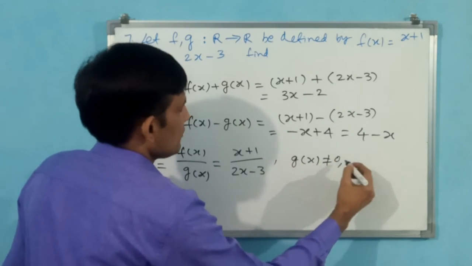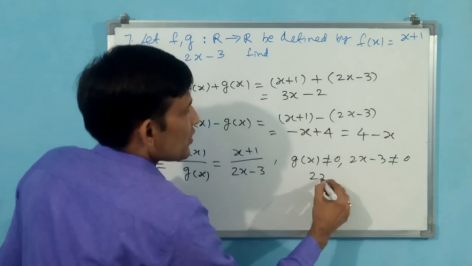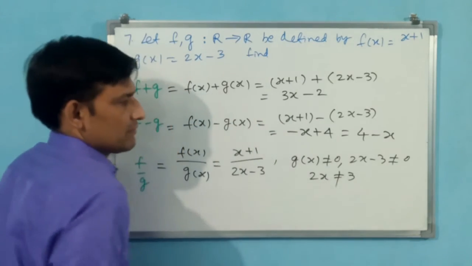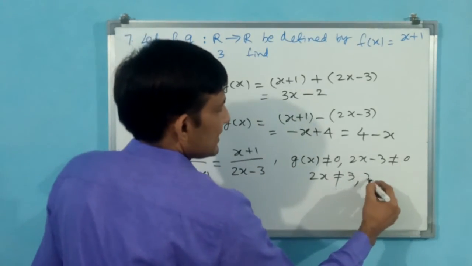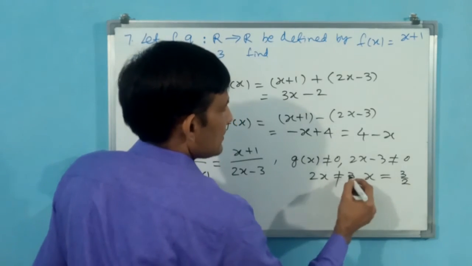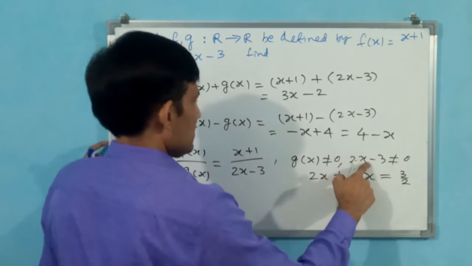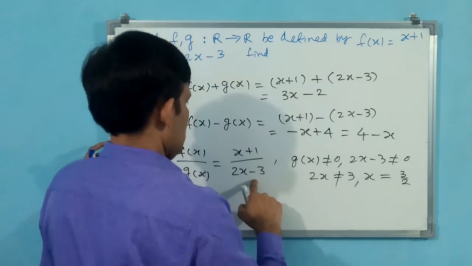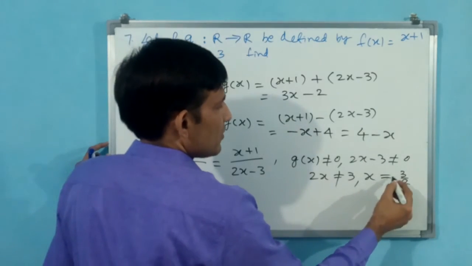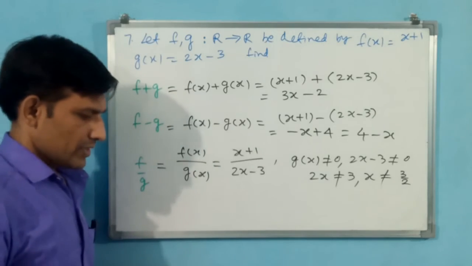g(x) should not be 0, so 2x minus 3 should not be 0, so 2x should not be equal to 3. This 3 we have sent to that side. x should not be equal to 3 by 2. Okay, correct, 3 by 2.